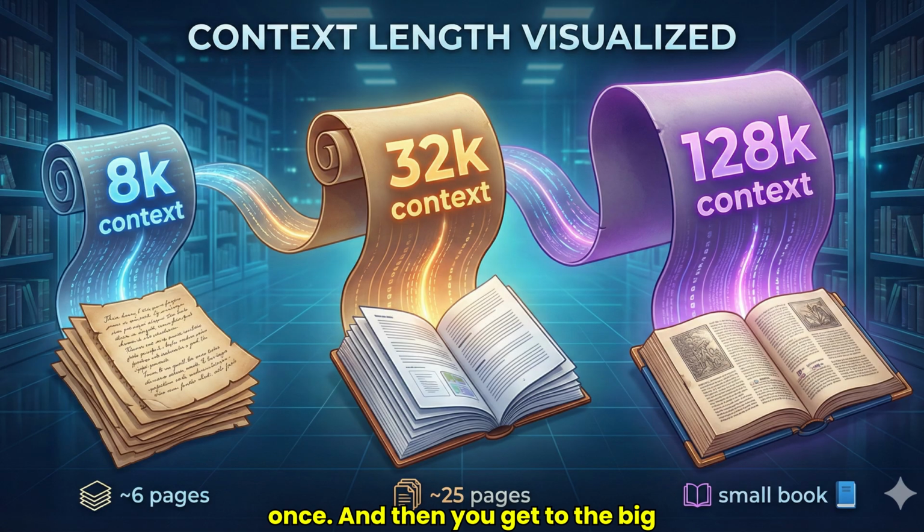And then you get to the big leagues. Some of the newest models are rocking a 128K context window, and that is enough to hold an entire small book. I mean, just think about that for a second. It's a massive, massive leap in how much information these things can process in one go.